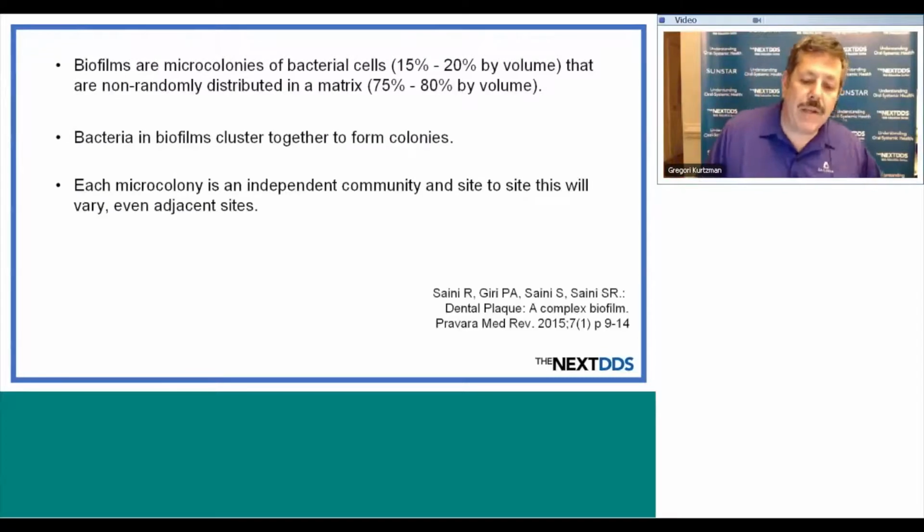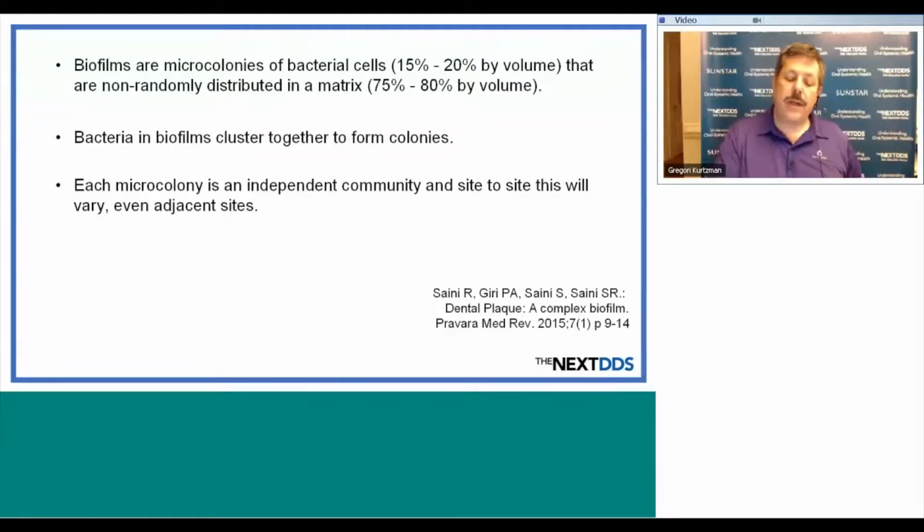Biofilms are microcolonies of bacterial cells, 15 to 20% by volume, that are not randomly distributed in a matrix. And the matrix is about 75 to 80% by volume. Bacteria in biofilms cluster together to form colonies, and each microcolony is an independent community, and site to site, this will vary, even adjacent sites.